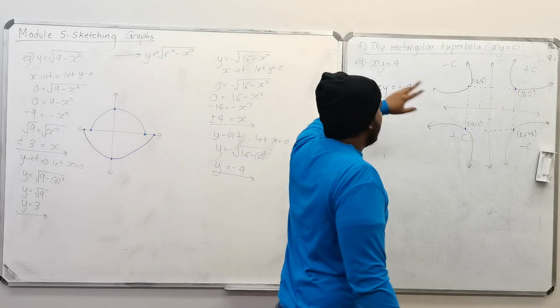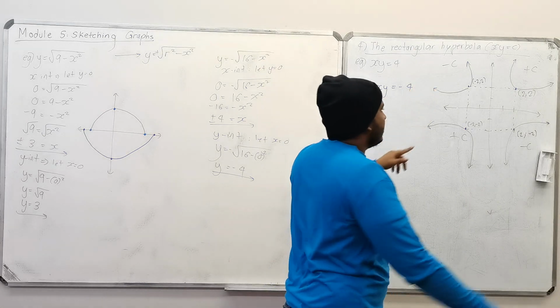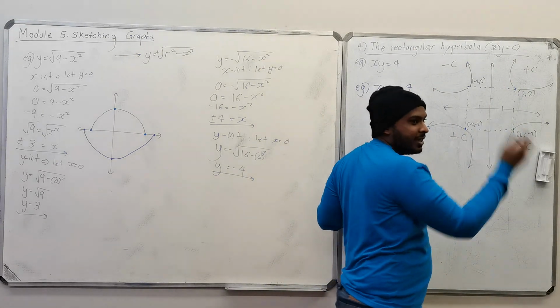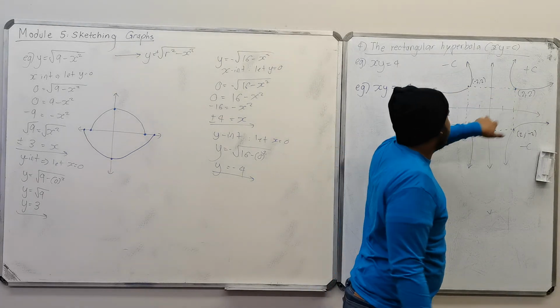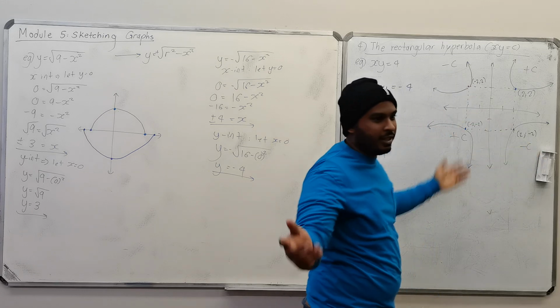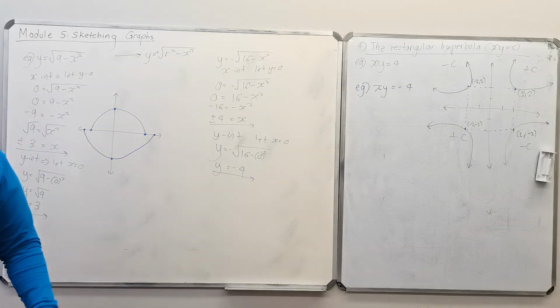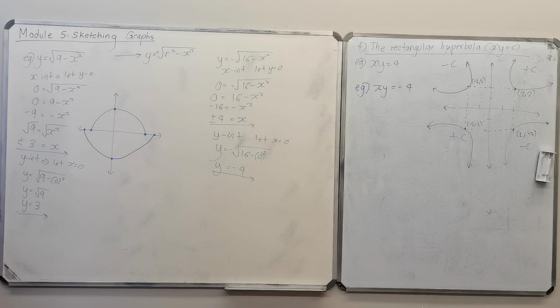Okay, so from the rules, a positive value of C you'll draw in the first and the third quadrant, and a negative value, the second and fourth. That's a rule. So the main thing for rectangular hyperbolas: your x and y axes are your asymptotes, and if you have a positive C, first and third; negative C, second and fourth.